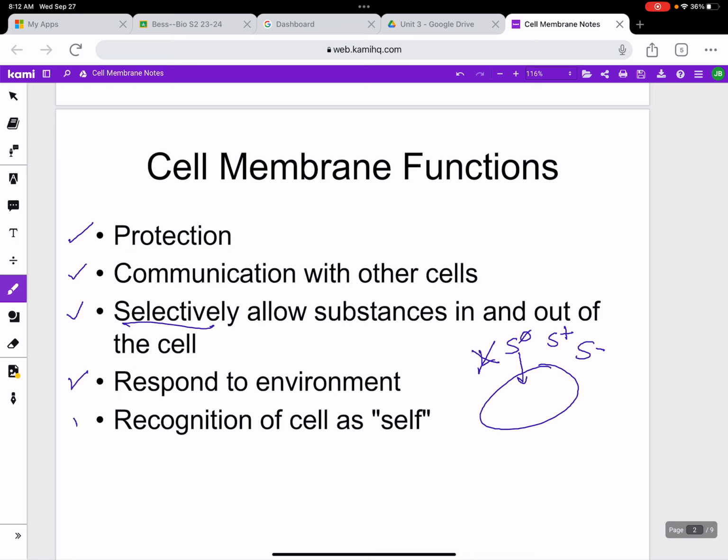And then the last thing is the cell membrane functions to recognize itself as self. It knows that it is self based on the protein shapes. I'm just going to simplify it here and draw triangles. That's how it can recognize itself as self, by the shape of the proteins that are found in the cell membrane.